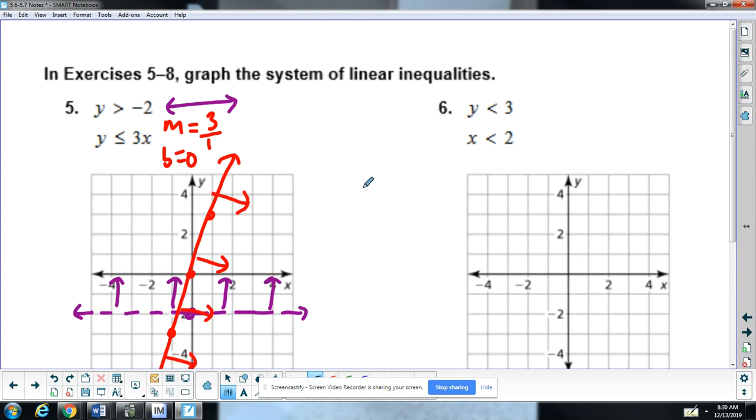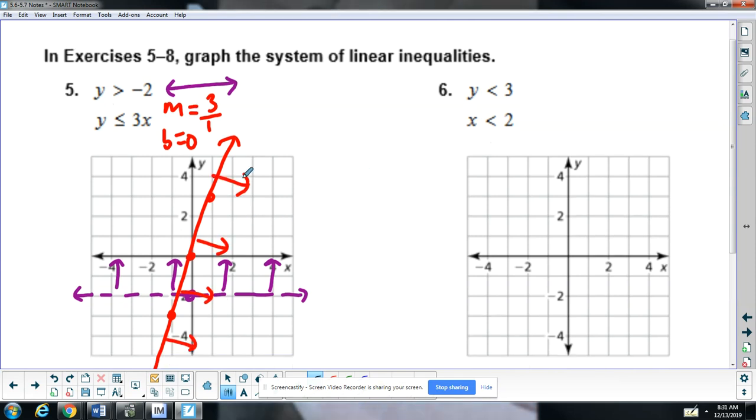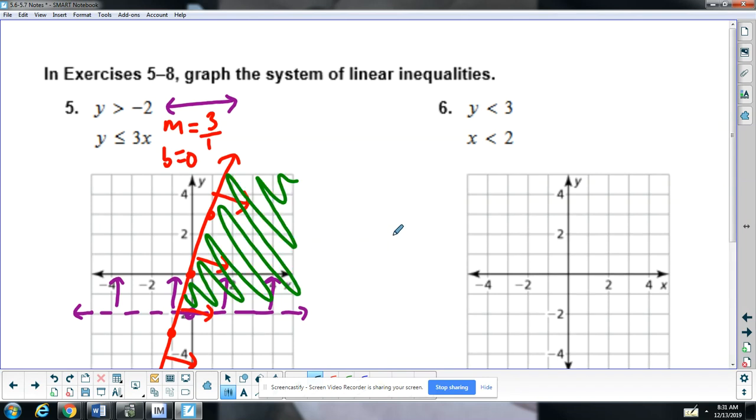So once again, I'm going to draw my arrows. Now that my arrows are drawn, I can see these purple arrows and these red arrows are pointing to the same section of this graph. This is where our solution would be. This is where we shade. So our solution would be anything in this shaded green area plus whatever is on this red line from the intersection point all the way up.